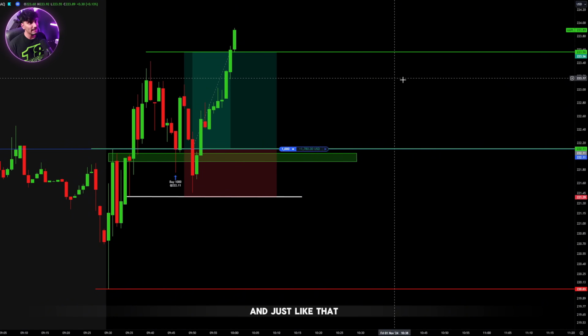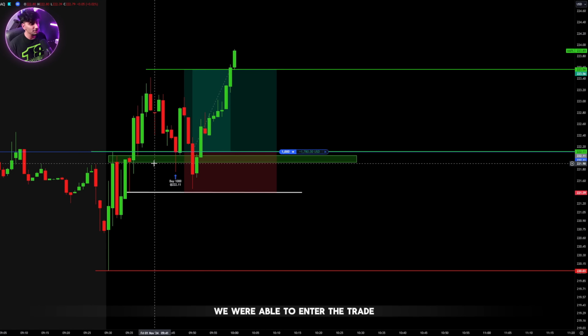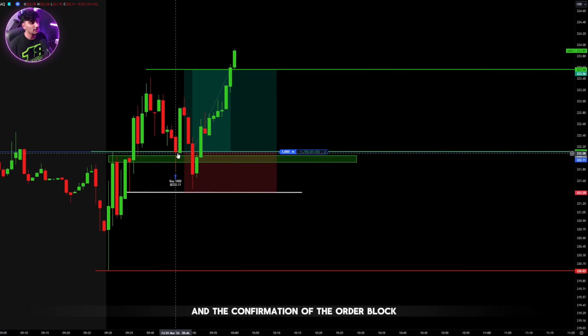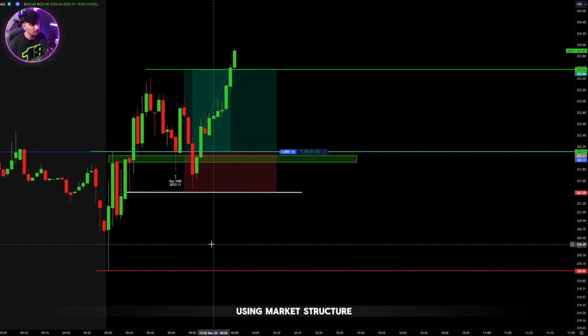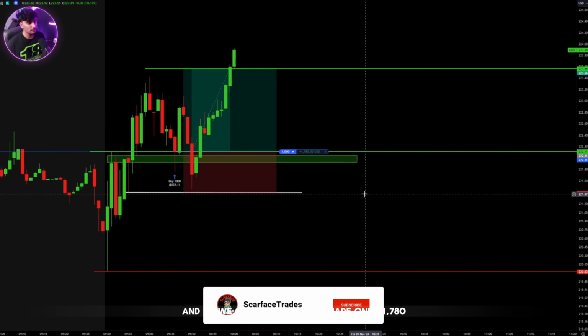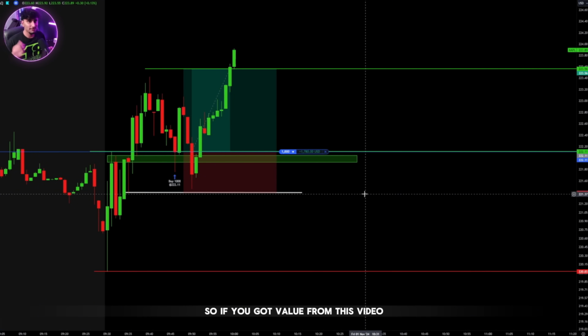And just like that, we can see we made a really nice move to the upside. We were able to enter the trade using the 5-minute range retest and the confirmation of the order block, and we were able to manage the trade using market structure. And as we can see, this trade made $1,780.